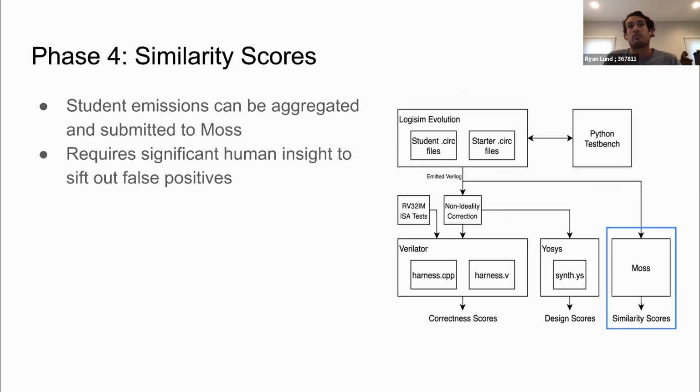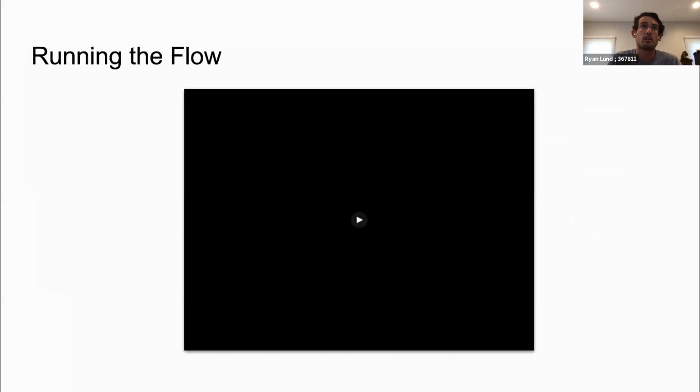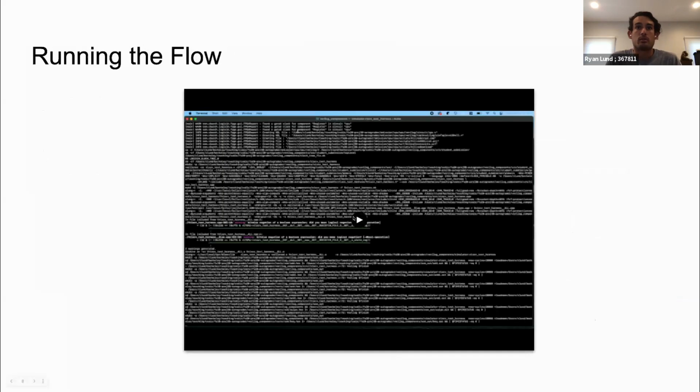Next, we do similarity scores. So just briefly, we take student emissions of Verilog, we aggregate them, and then can submit them to MOSS. It does still require a lot of human insight because these are highly modular designs, which leads to a lot of similarity. So you really have to sift through false positives, but it does enable us to do this comparison, which wasn't possible before with the way Logisim stores files.